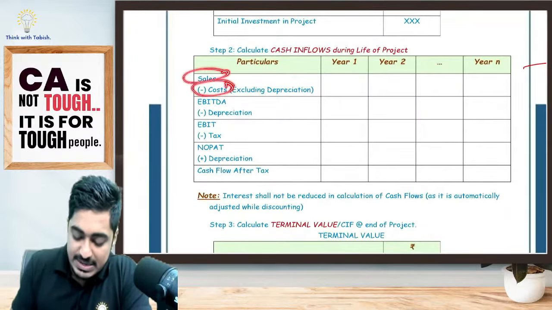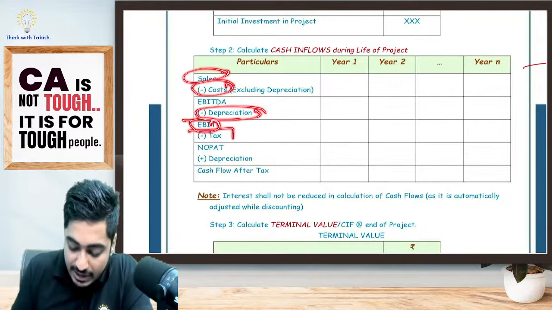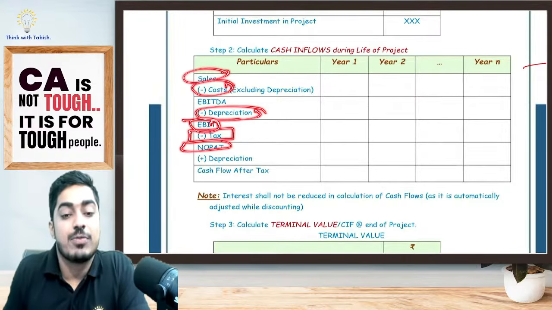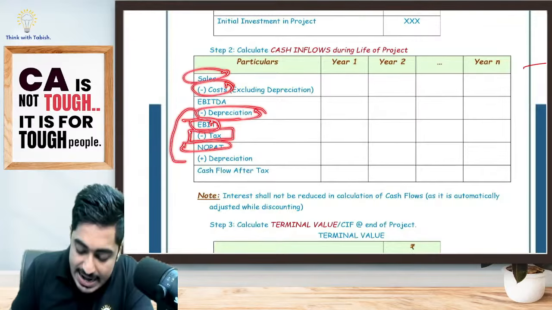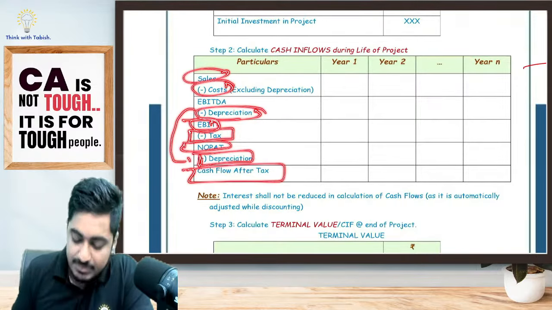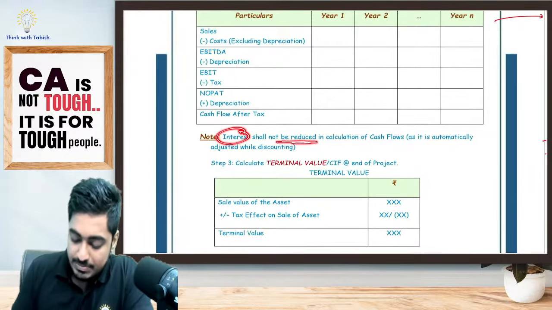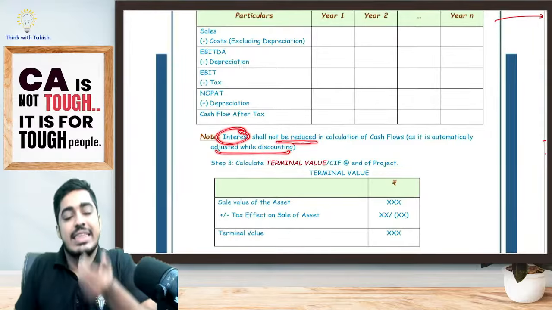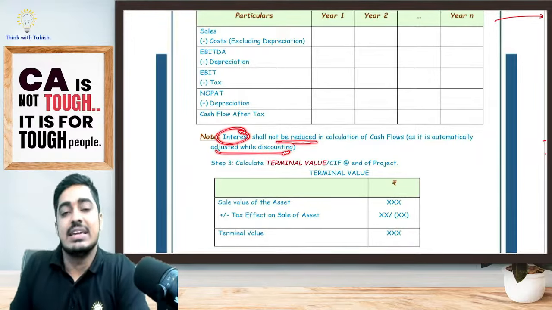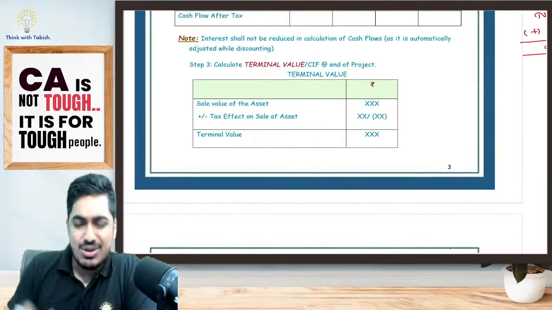Sales minus cost minus depreciation gives me earnings before interest and tax. From that, if I reduce my tax, it gives me my profit after tax. On that, I will add depreciation, because depreciation is a non-cash item. I will get my cash flow. Simple note: interest I will not be reducing, because while discounting, that itself means that I am eliminating that interest factor. I'm not explaining in detail, students. All these we do, sir.